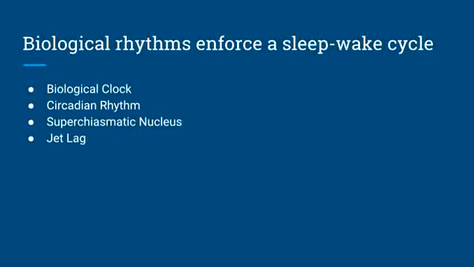So, biological rhythms enforce a sleep-wake cycle. A biological clock is a biological mechanism in animals that keeps track of time, and our circadian rhythm is the cycle of activity and rest in an animal and in us as well that lasts about 1 day. The suprachiasmatic nucleus is a region of the hypothalamus that controls the circadian rhythm, and tiny lesions in the SCN inhibit animals' circadian rhythm under constant dim light. Finally, jet lag is just the disruption of circadian rhythms caused by rapid travel across time zones.